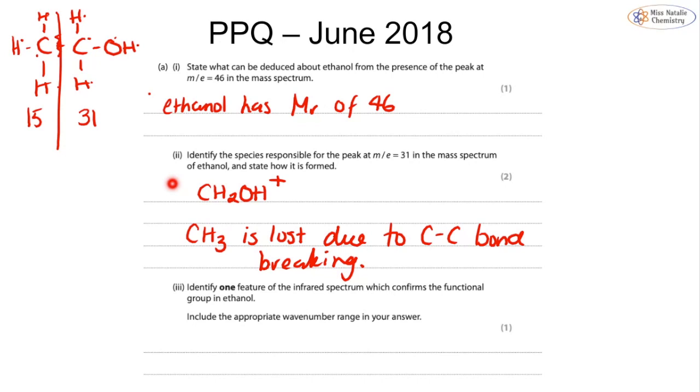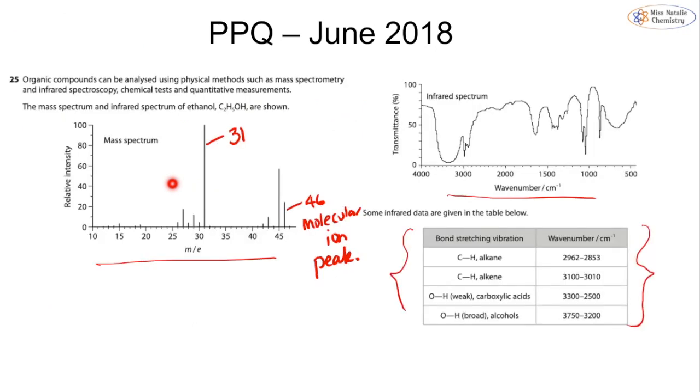Then part 3 is asking us to identify one feature of the infrared spectrum which confirms the functional group in ethanol. Our functional group that we're going to be looking at is our OH. If we go back, you can see that we have this lovely broad peak here, and we can check that it falls within our range of 3,200 to 3,720. Notice that it can't possibly be the carboxylic acid, of course, because that's not an ethanol, but just to check, it does not fit within the wave number range here. The carboxylic acid would fit somewhere into there.